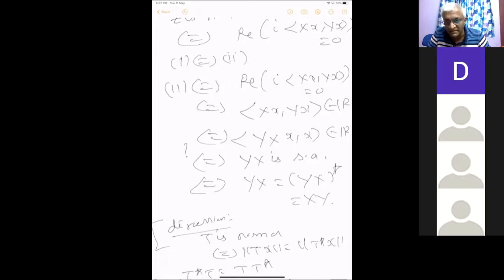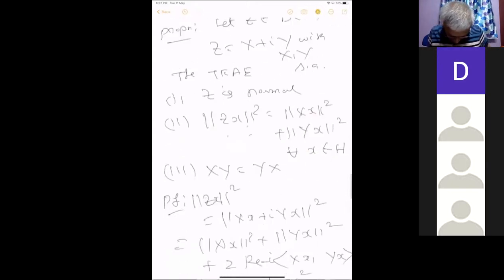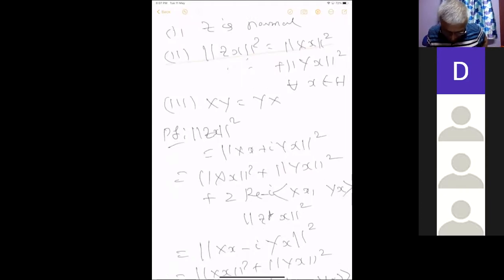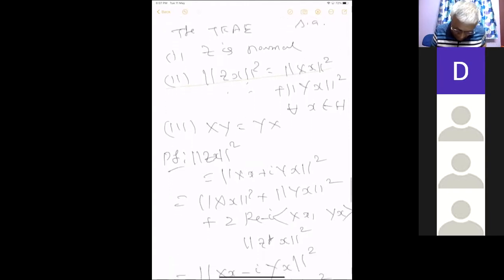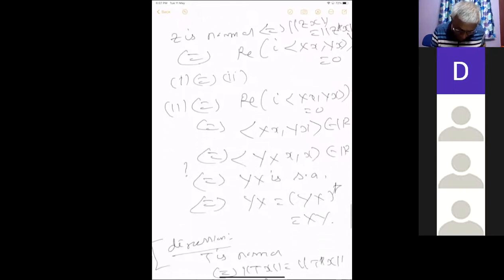Did I go fast or something? But it's all very simple things. I'm saying that we have 3 conditions. The first condition is equivalent to the second condition, which we have proved. Now we want to prove the first 2 conditions are equivalent to the third condition, which is xy equal to yx. We expanded this norm of zx squared like this, and then we have some cross term, the real part of something. So 1 is equivalent to 2 is the same as saying the cross term is equal to 0.